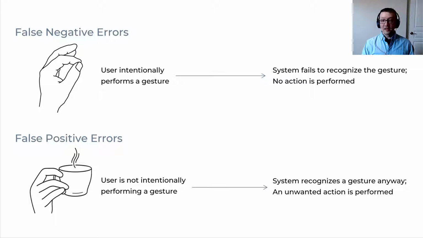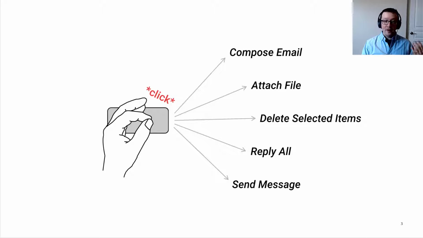Existing work has looked at how to optimize the trade-off between these error types for particular applications, but the typical assumption is that there's one optimal trade-off. But if you imagine a gesture that works sort of like a mouse click, where it could activate many different commands, then a fixed trade-off probably doesn't make a lot of sense.